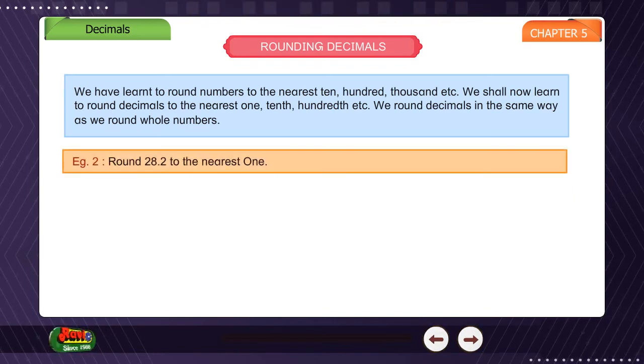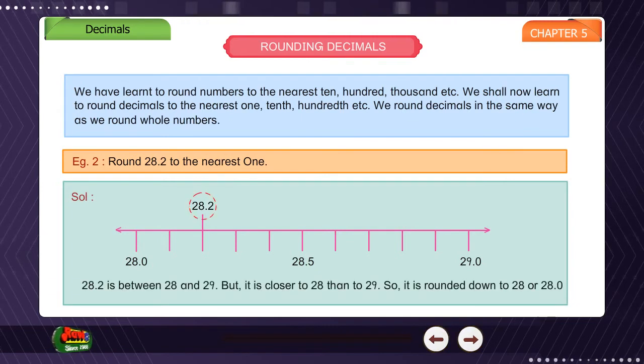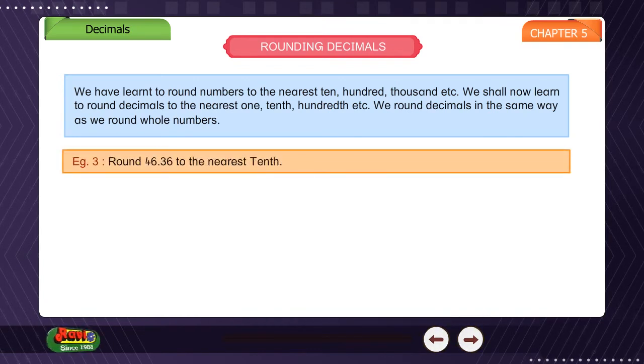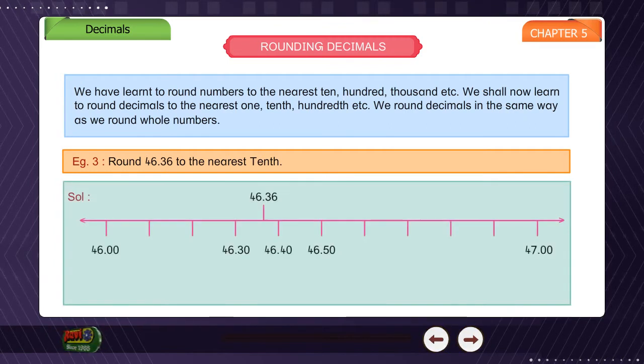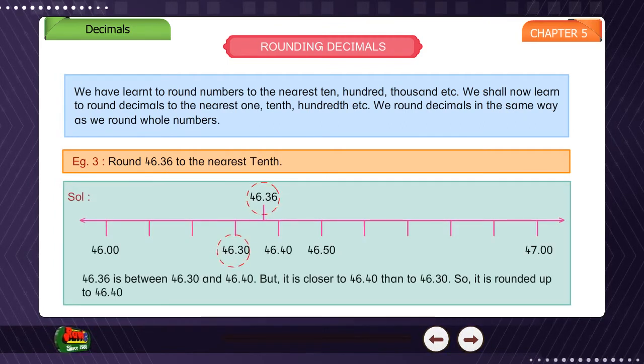Example 2. Round 28.2 to the nearest 1. Solution. 28.2 is between 28 and 29, but it is closer to 28 than to 29. So it is rounded down to 28 or 28.0. Example 3. Round 46.36 to the nearest 10th. Solution. 46.36 is between 46.30 and 46.40, but it is closer to 46.40 than to 46.30. So it is rounded up to 46.40.